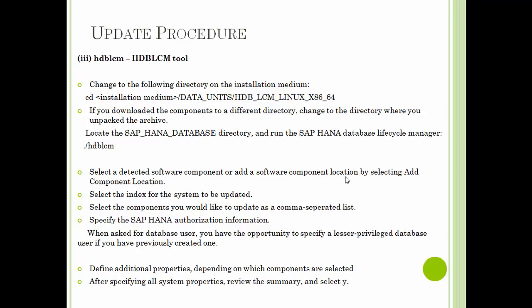We get options to choose all the components or select only individual components which are to be updated. We just have to select the index for choosing different options here, whether all or individual, and then specify the HANA authorization information, that is, information of the database user should be supplied. Then we can also define additional properties depending on which components are selected, and after specifying we can review the summary and then select yes, that is, type Y for yes and then press enter.